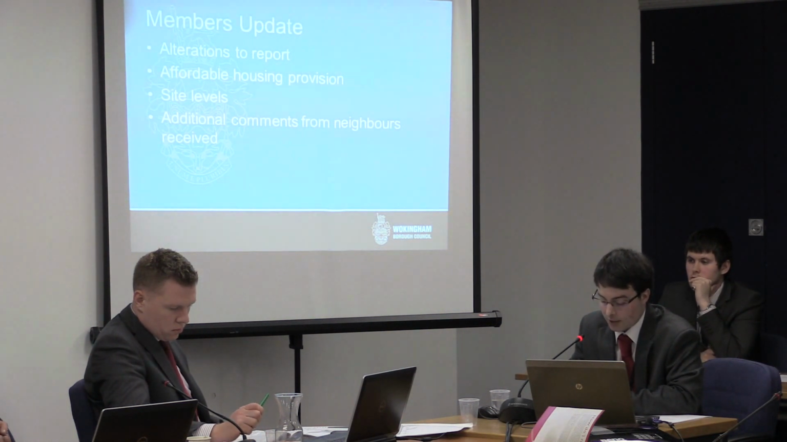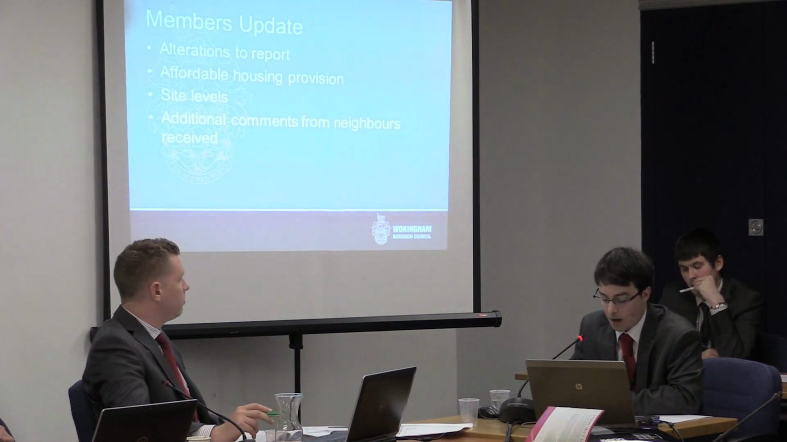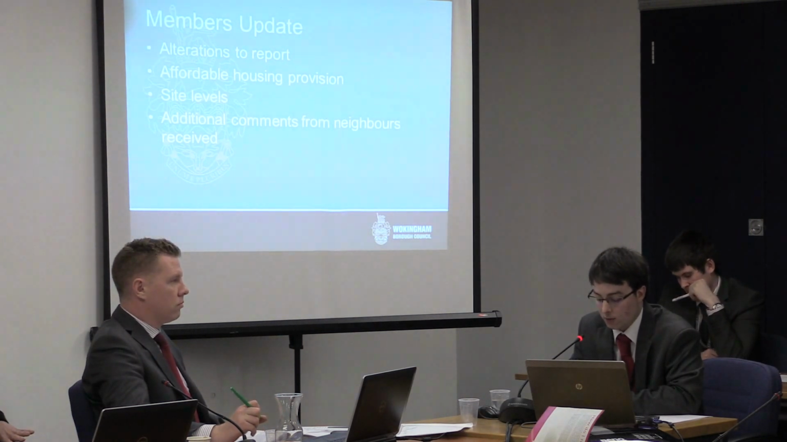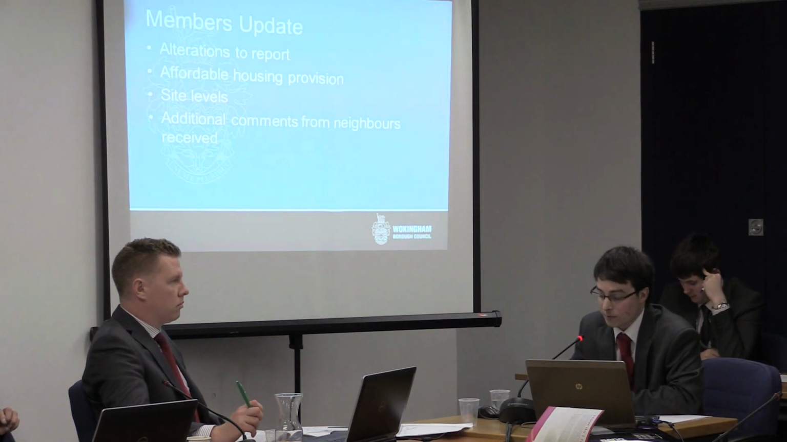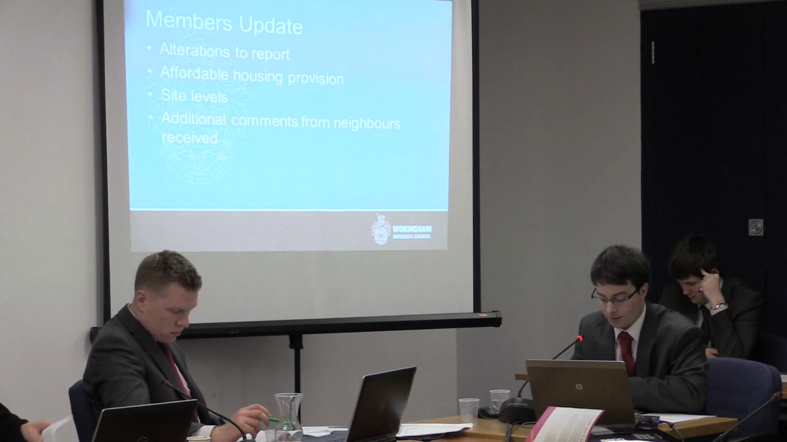Also, some clarification with regards to affordable housing. The site is within a major development location and a greenfield site. Therefore, as per CP5 of the core strategy, the requirement for affordable housing is 35% of the net increase. The net increase for the site is 11 dwellings, and 35% of this equates to 3.85. Therefore, the provision of 4 affordable units exceeds the policy requirement.